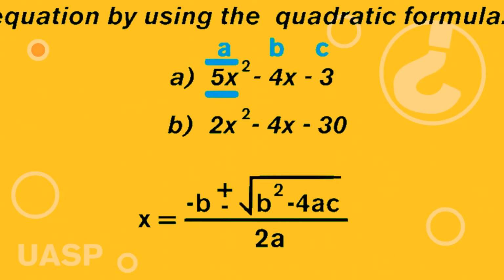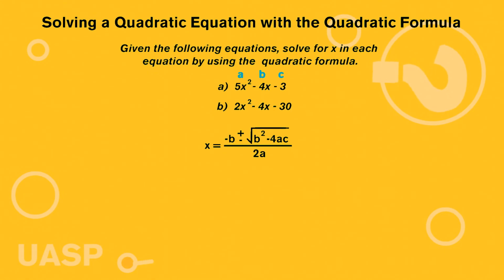Our a is the coefficient of the variable that is squared in a quadratic equation, our b is the coefficient of the variable with the exponent of 1, and our c is the constant that is attached to no variables. So that's how everything breaks down. Let's go ahead and look at equation a.